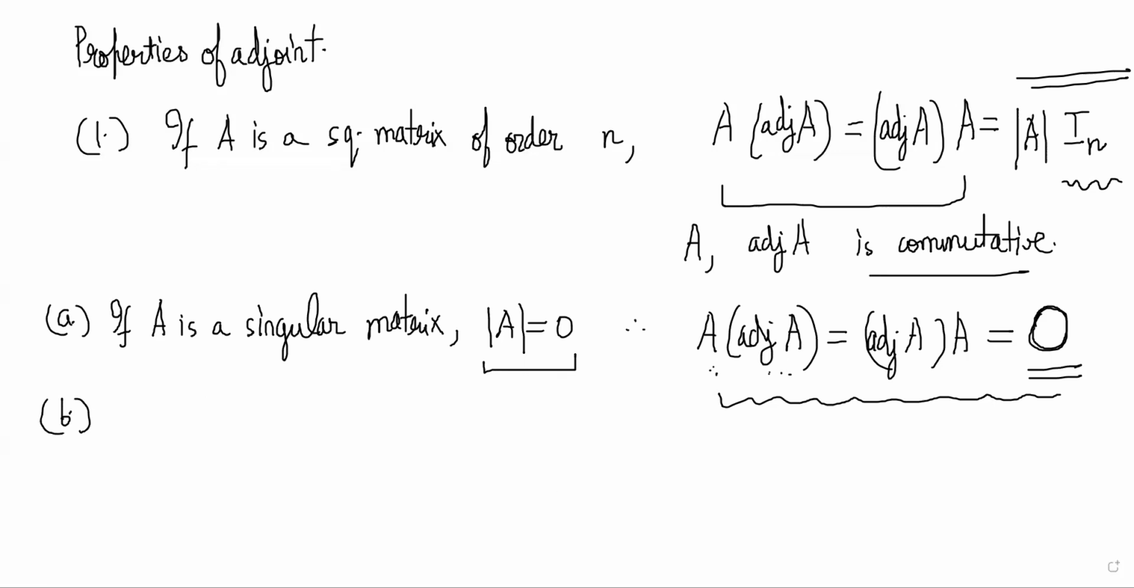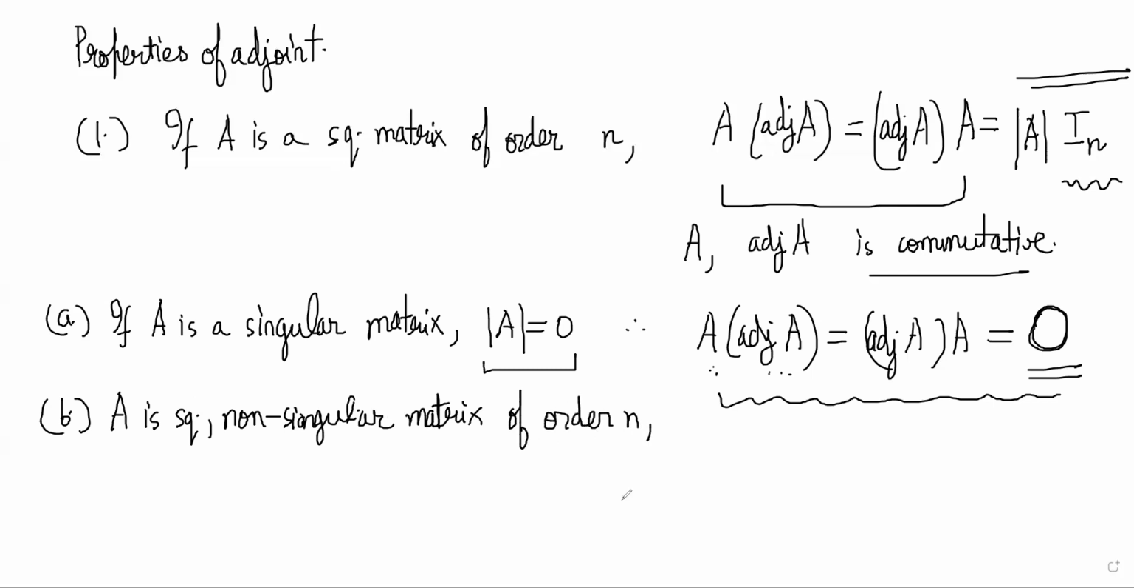The second property is if A is a square non-singular matrix of order n, then we can say that the det of adjoint of A is equal to det of A to the power n minus 1. One second, just hold on for me.